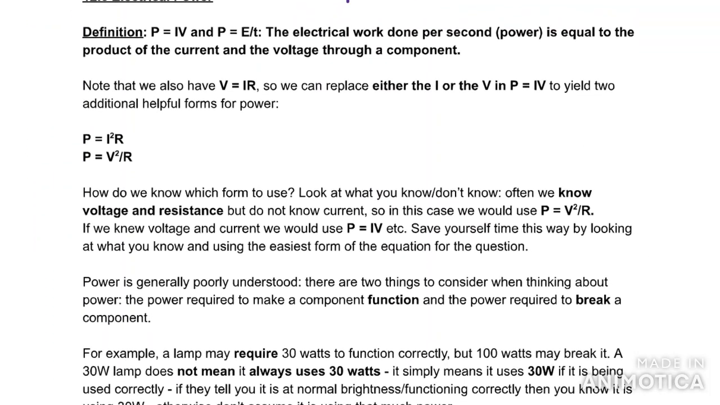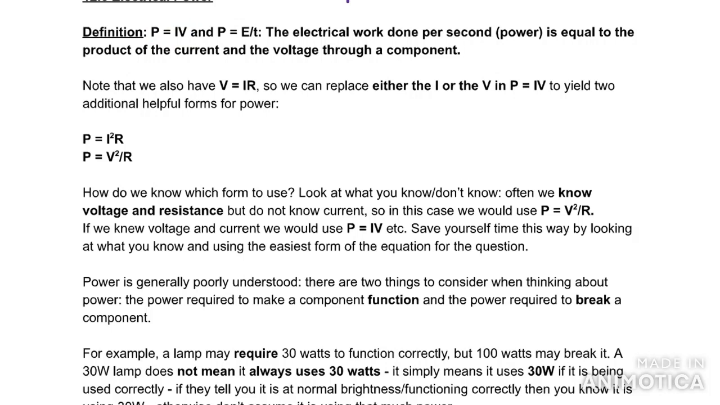Okay. Electrical power. The definition is P equals IV, and also you know that P equals energy over time. So the electrical work done per second is equal to the product of the current and the voltage through a component.